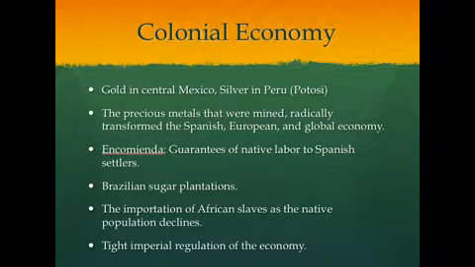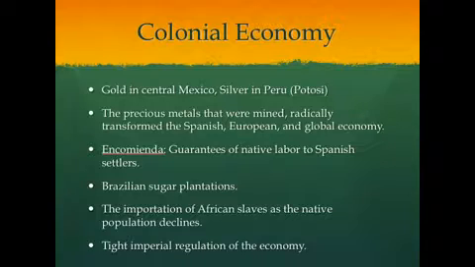And in all, we will see a series of tight imperial regulations of the economy. These will consist of things ranging from only selling to Spanish or Portuguese merchants that arrive off the coast, only using Spanish or Portuguese ships to transport goods back to Europe. Trading with other empires, trading between Spain and Portugal was restricted, but especially with other imperial competitors like the French or the Dutch.